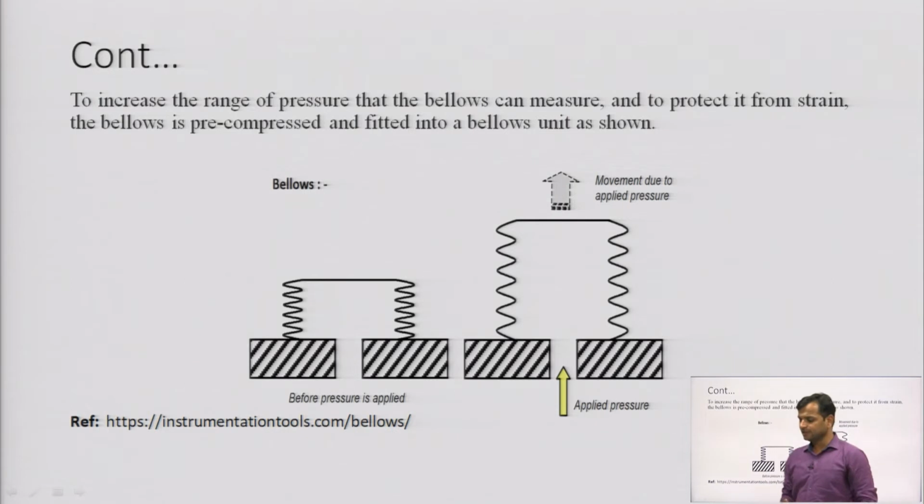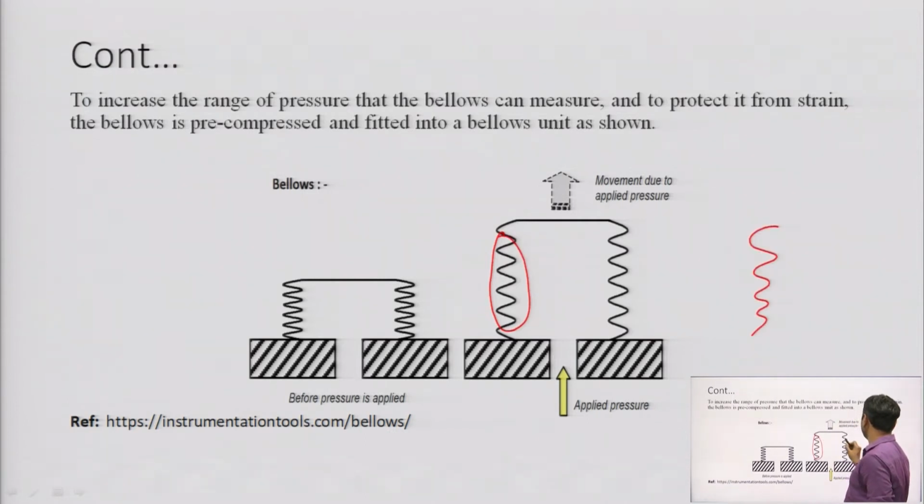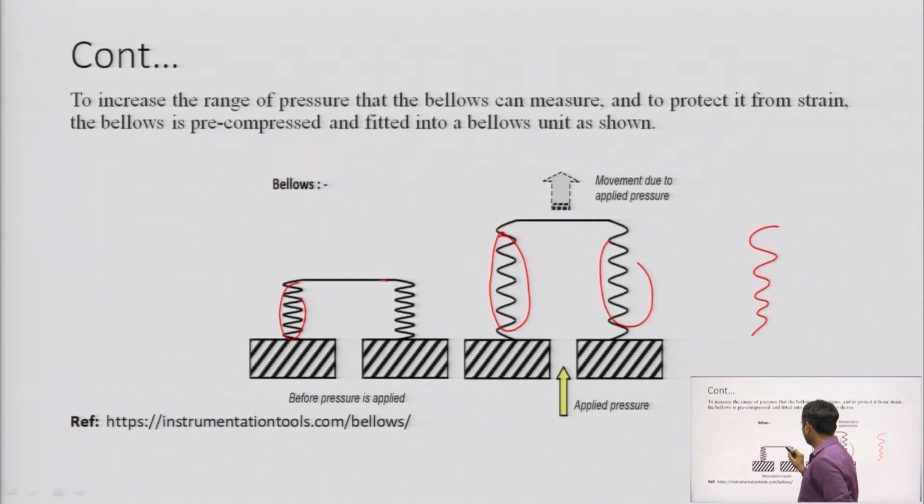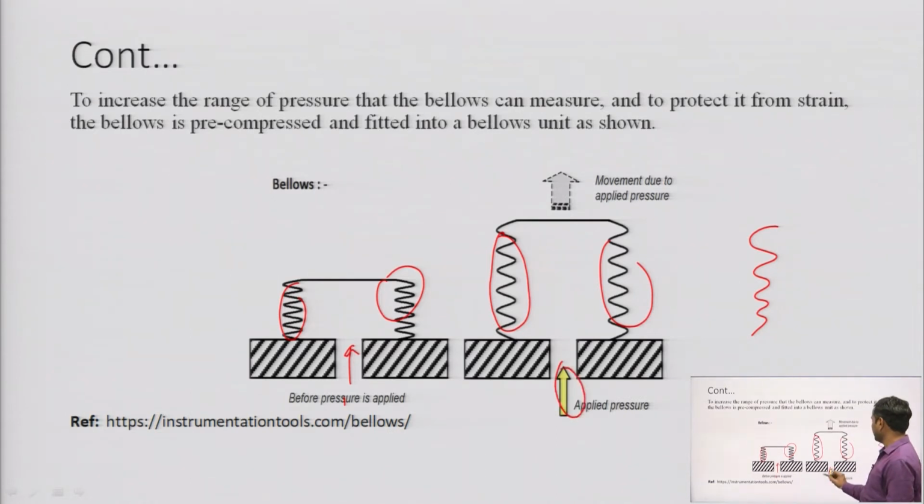To increase the range of pressure, you can see the multiple discs here. These lines are the multiple discs. Before pressure is applied, the arrangement will be like that, and when the pressure is applied, you can see the yellow colored arrow, and the displacement has changed. Here you can see the change of displacement.